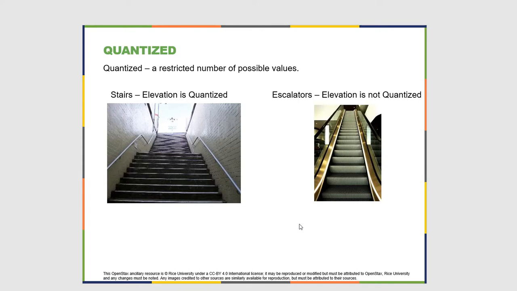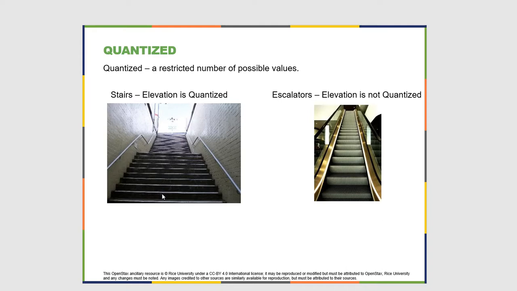Quantized in chemistry, or this is really physics, seems like a kind of an out there term and very unique to these things. But it's not. There are things that are quantized in everyday life. In stairs, elevation is quantized. You could be at this elevation on this bottom stair, you could move up to this stair and be at this elevation, and you could move up to this stair and be at this elevation.